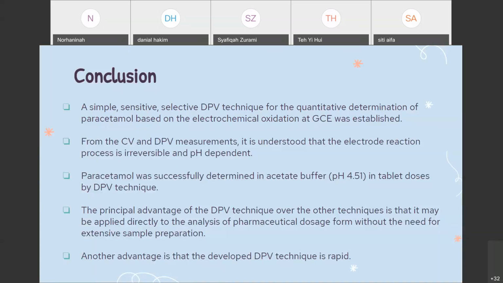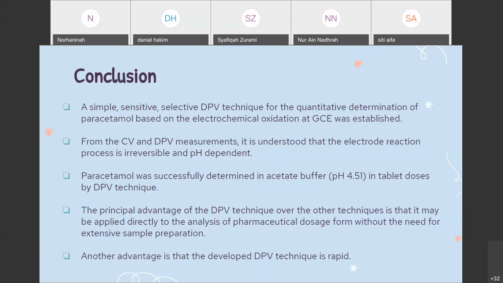For the conclusion, a simple selective DPV technique for the quantitative determination of paracetamol based on the electrochemical oxidation at GCE was established. From the CV and DPV measurement, it is understood that the electrode reaction process is irreversible and pH dependent. And paracetamol was successfully determined in acetate buffer with pH 5.1 in tablet doses by DPV technique.